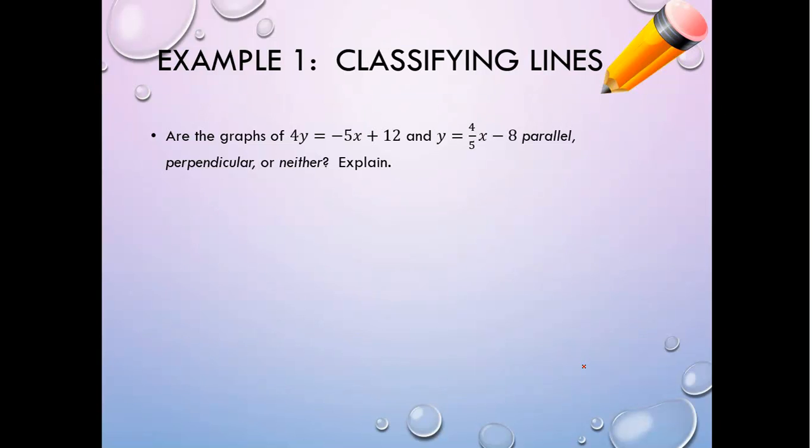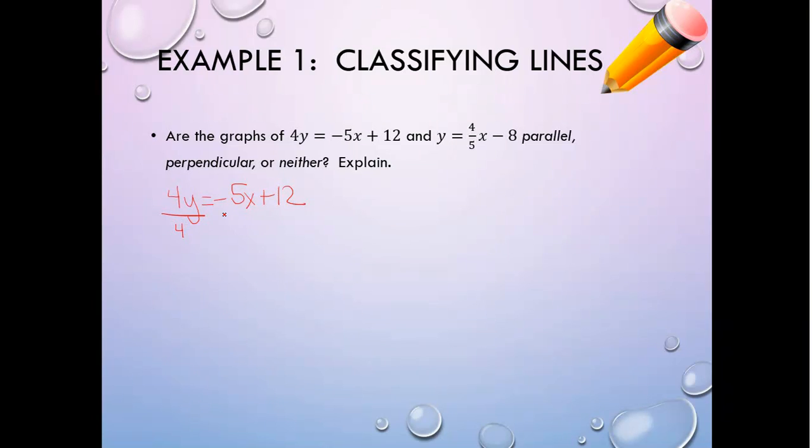Let's look at the first example, just classifying. So I have these two equations here, and I want to know, are they parallel to each other, are they perpendicular to each other, or are they neither? So the very first thing I notice, this one's not solved for y right here. Let's solve that one for y first. Then I'll be able to tell the slope really quickly.